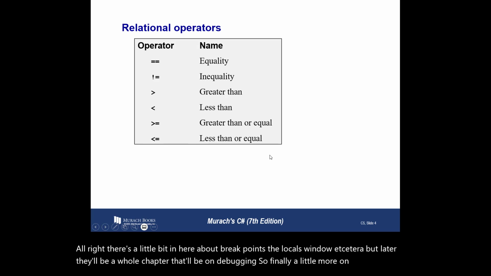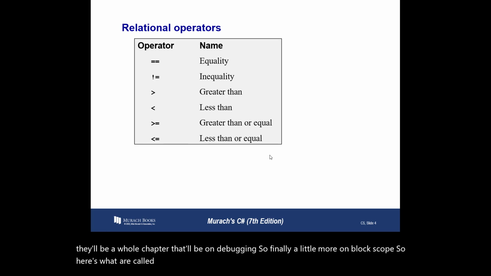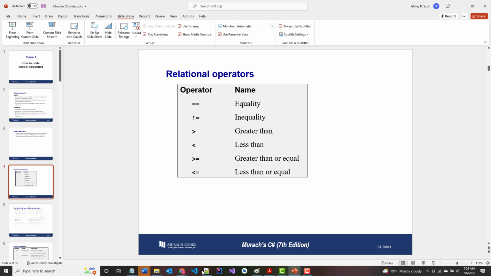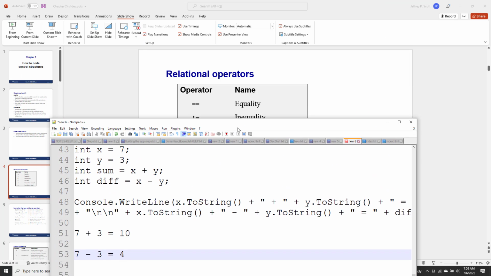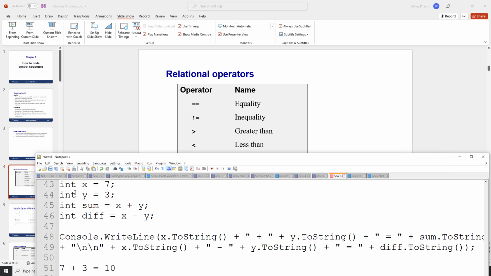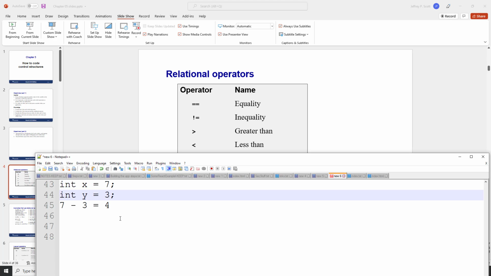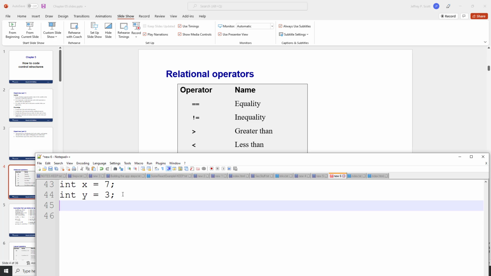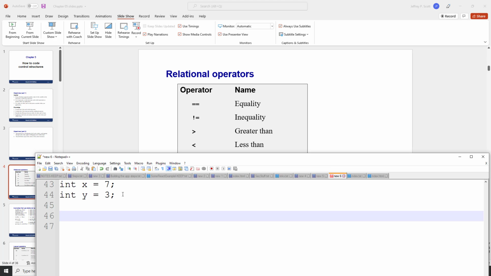So here are what are called our relational operators. As I've done previously, I'm going to bring up Notepad, which is what I used in the last chapter. I'll keep just what we have right here and get rid of all the rest of this stuff. So I've got int x equals 7, int y equals 3. Let's talk about the kind of comparisons we can make.